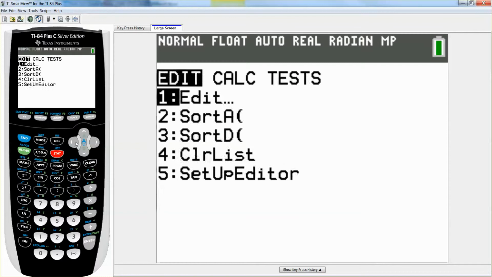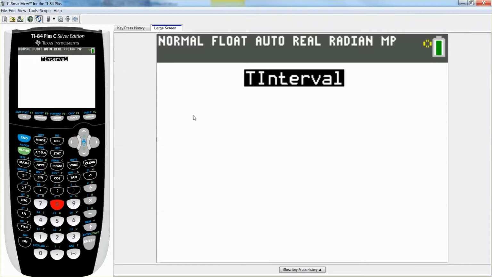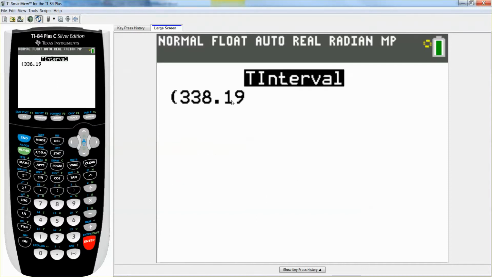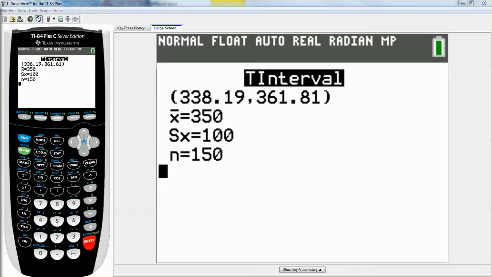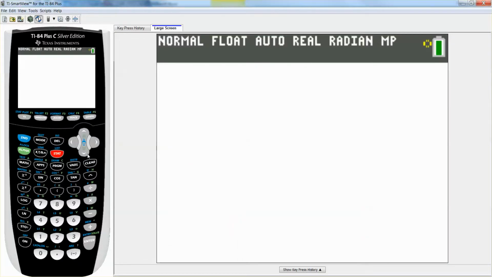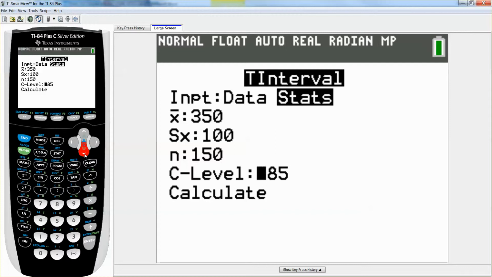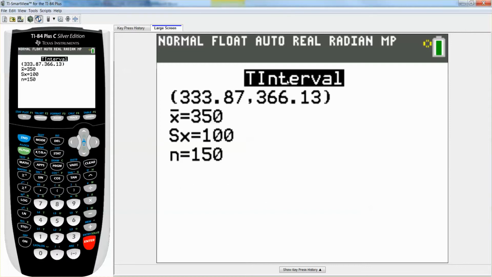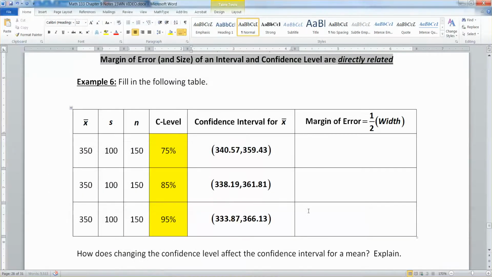And then we can just go do it again. Let's find all 3 of them right now and get it over with. Number 8, everything's the same, but you're going to change your confidence level to 0.85. And there we have it, 338.19, 361.81. And let's do it again. Number 8. Now we're going to make it from 85 to 95. So 0.95, calculate. And there we have 333.87 and 366.13.